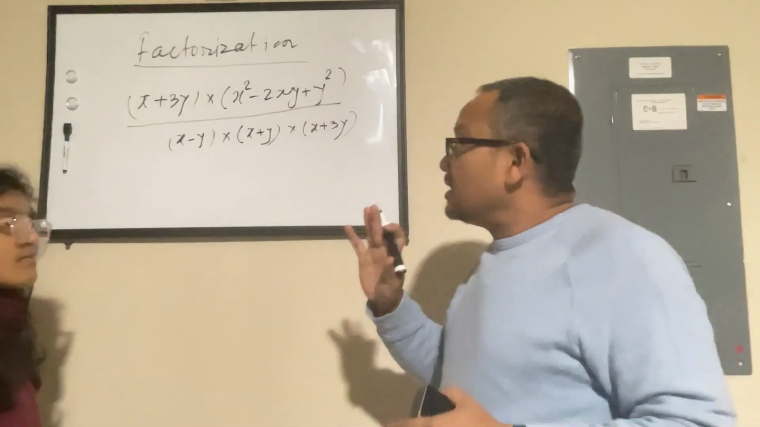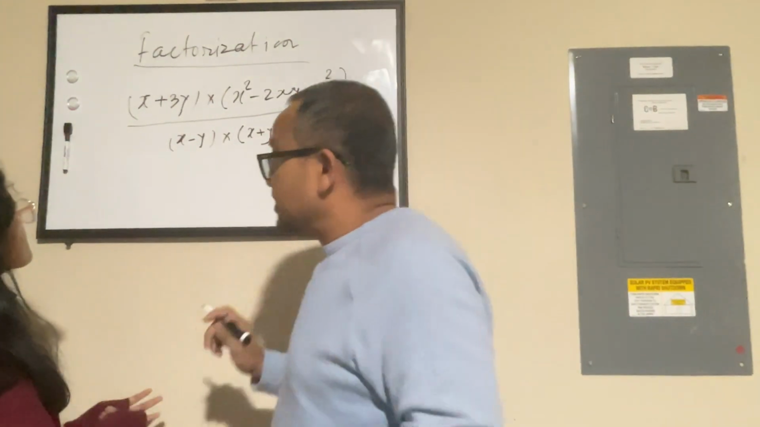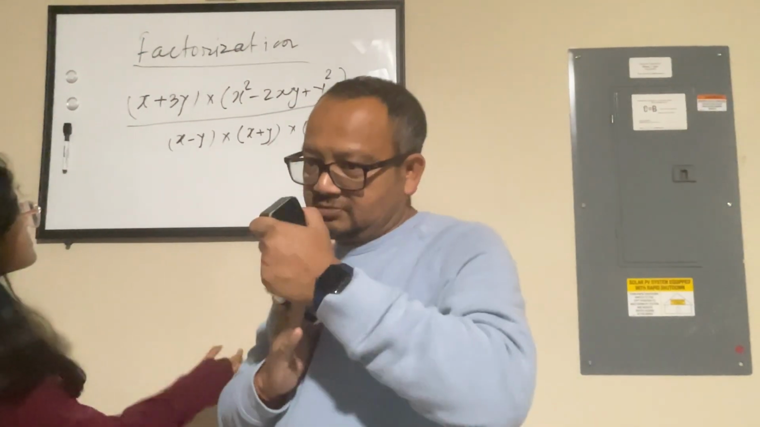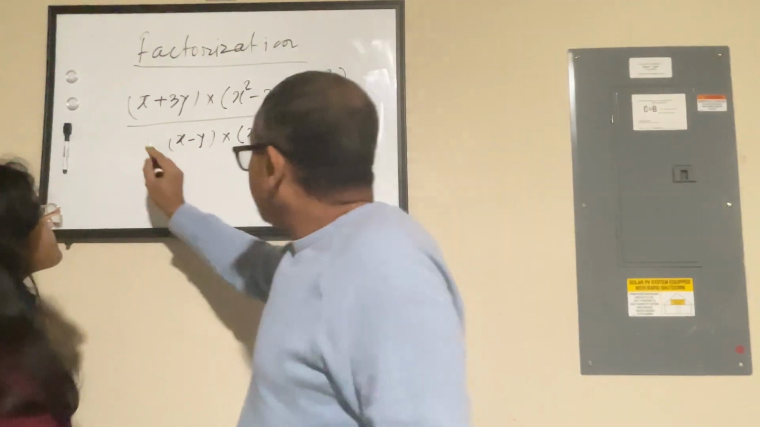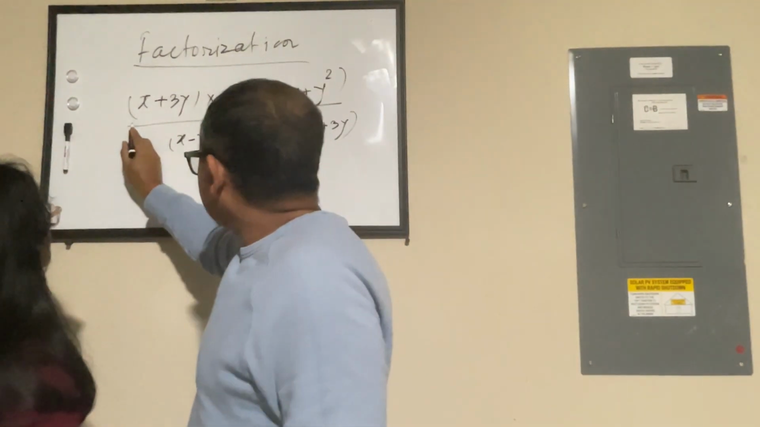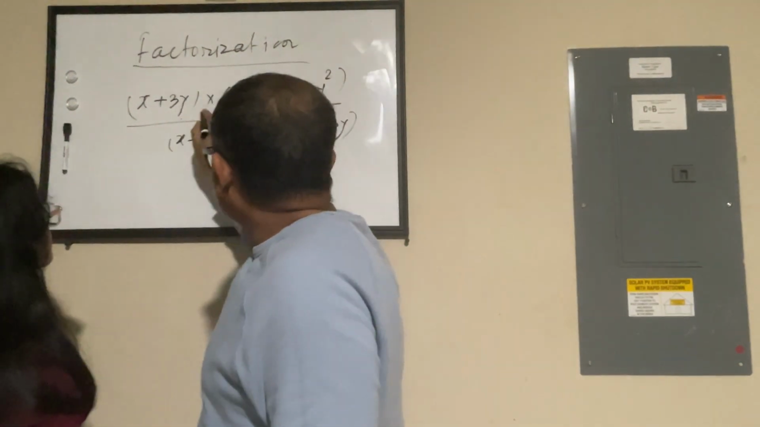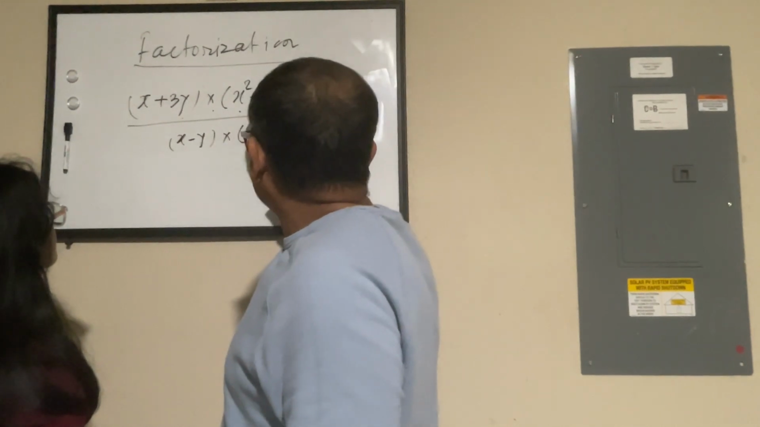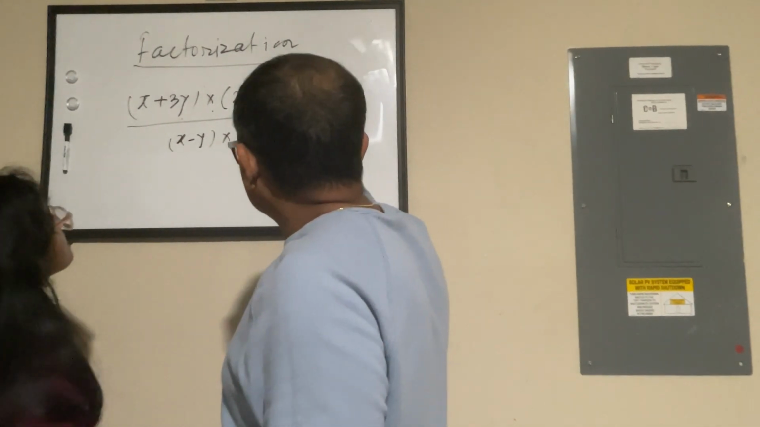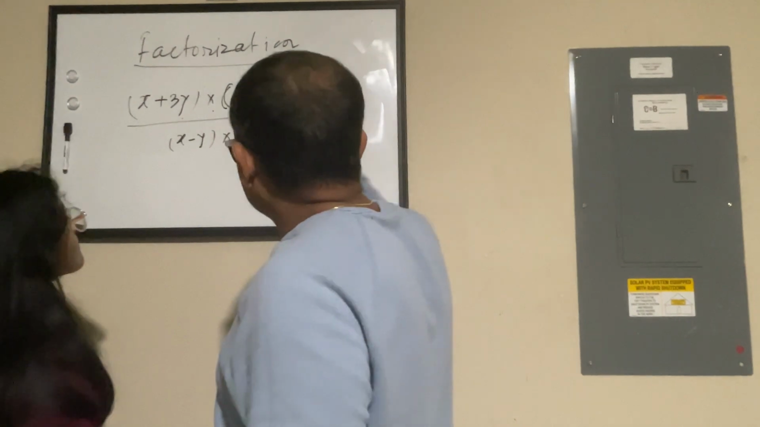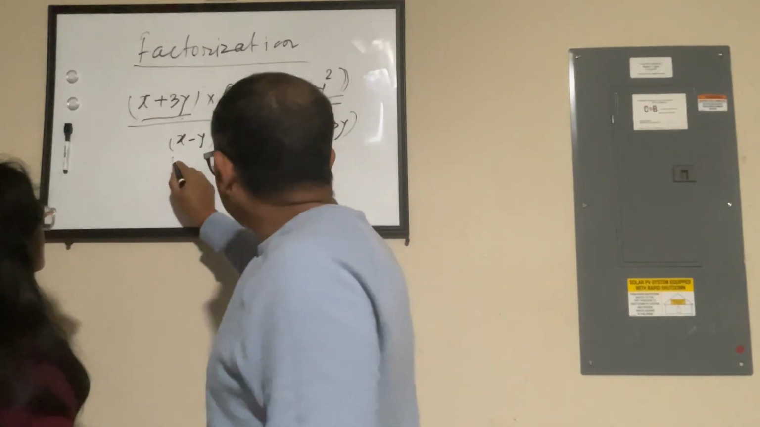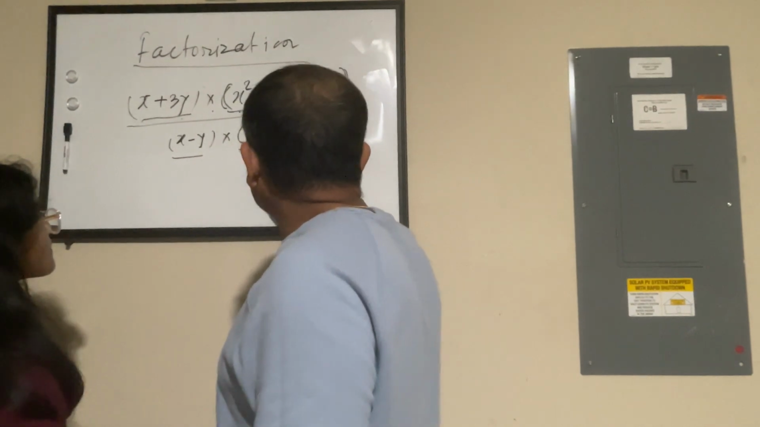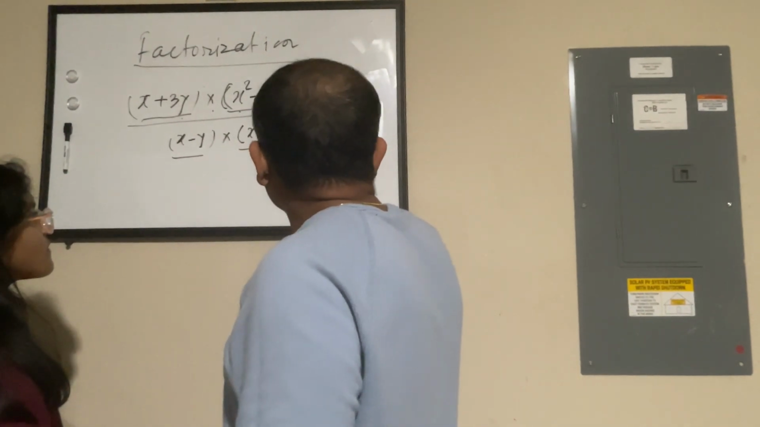Now, read the question again and again. What does the question say? X plus 3y multiplied by x squared minus 2xy plus y squared. This is in bracket. X plus y multiplied by this, divided by x minus y multiplied by x plus y multiplied by x plus 3y.